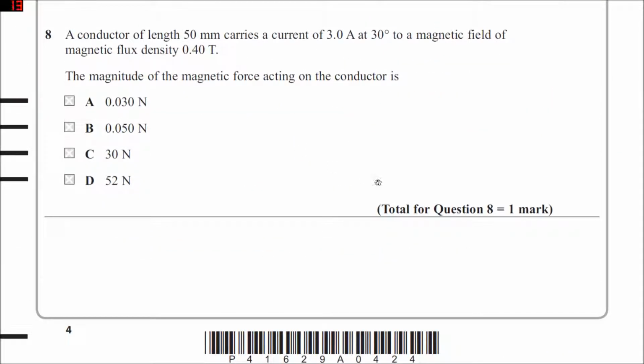Question 8. Oh man, this is the one with the cos, isn't it? A conductor of length 50 mm carries a current of 3 amps at 30 degrees to a magnetic field, magnetic flux density 0.4 T. What is the magnetic force acting on the conductor?